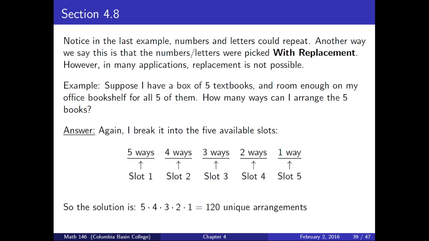But sometimes replacement isn't really a possibility. Suppose I have a box of 5 textbooks, and I have room enough on my bookshelf for all 5 of them. How many ways can I arrange the 5 books? Well, I'm again going to break it into the 5 slots that I have on my bookshelf. In the first slot, there are 5 ways I can pick that book because I have 5 books. Now, when I get to the second slot, I can't replace that first book back into the box, so now I only have 4 books to pick from. Once I place that one, I only have 3 books, then 2 books, then 1 book. So the solution here is 5 times 4 times 3 times 2 times 1. That's 120 unique arrangements.